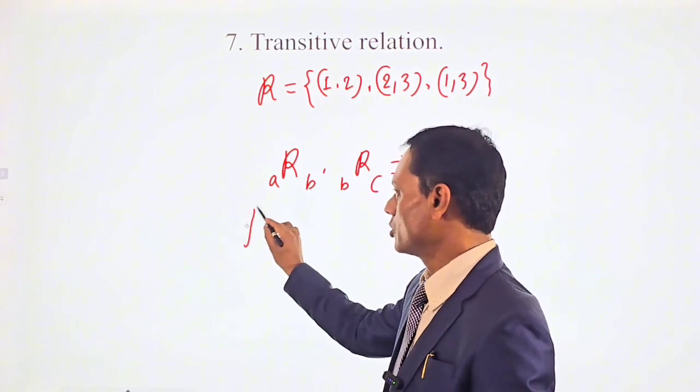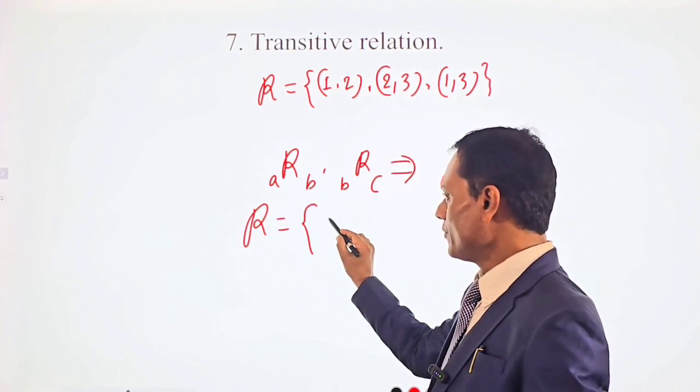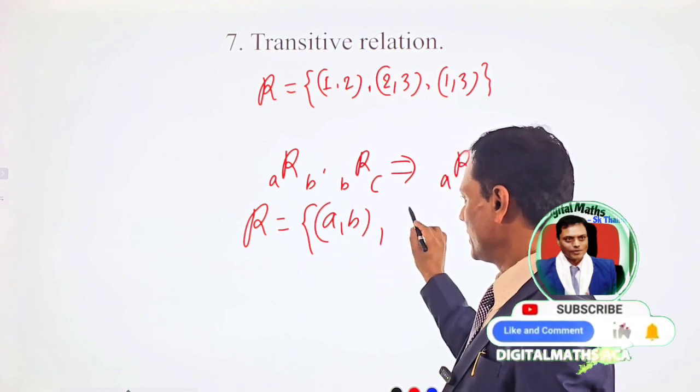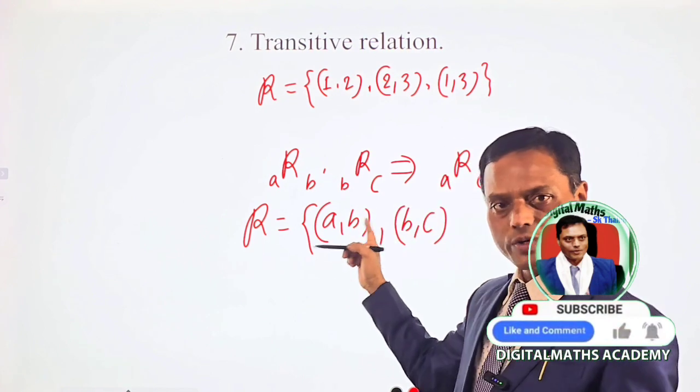So another example, yes, I'm going to give you here. That is, if you write here (A, B) and (B, C), see, A to B, B to C.